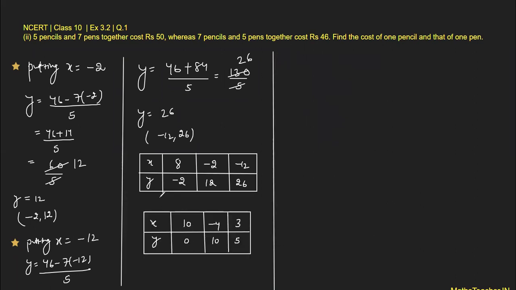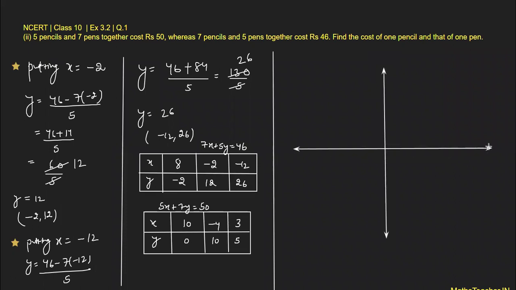I would like to remind you that the equation for the first one was 5x plus 7y equals 50, and the equation for this one is 7x plus 5y equals 46. Now I'm going to plot both the graphs on the graph paper.